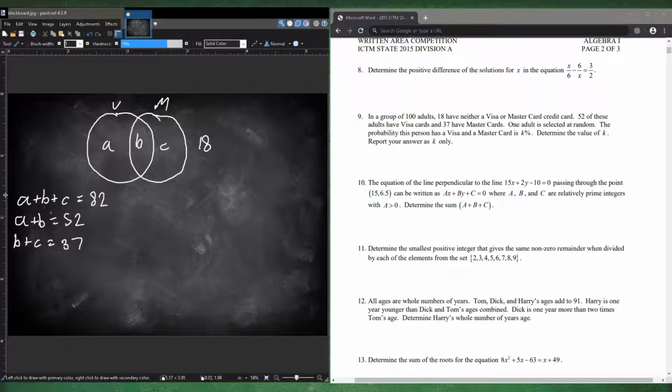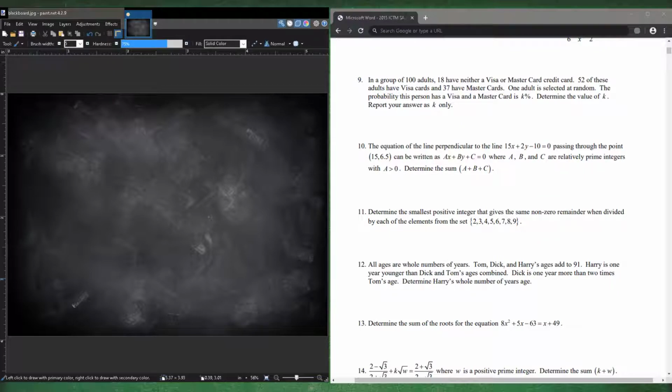So using the first and second equation, you could get that C is equal to 30. So using the first and third equation, you could get that A is equal to 45. Since we know that A plus B plus C is equal to 82, that means A plus C is 75. So 82 minus 75 is 7. So the middle term, which is what we need, Visa and MasterCard, is 7. So 7 out of the total, which is 100, is 7%. So your answer for number 9 is just 7.